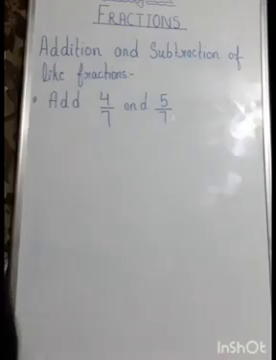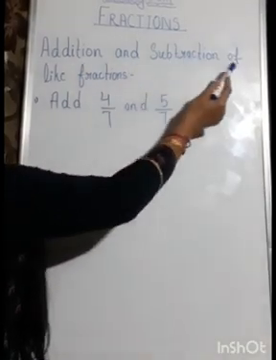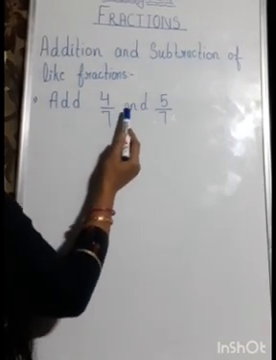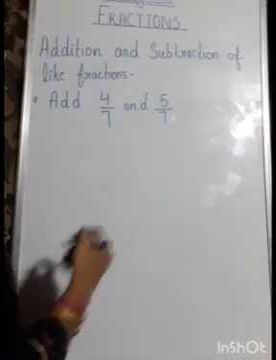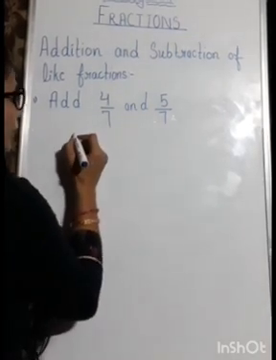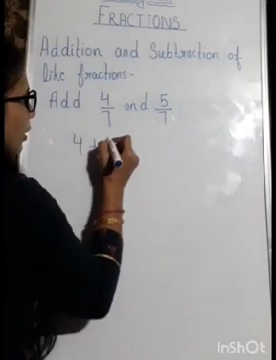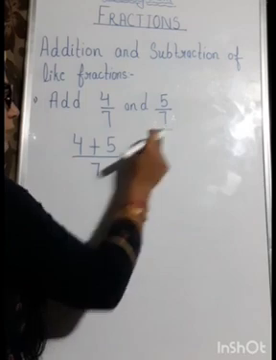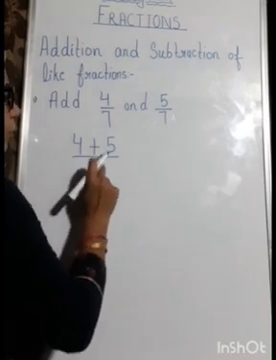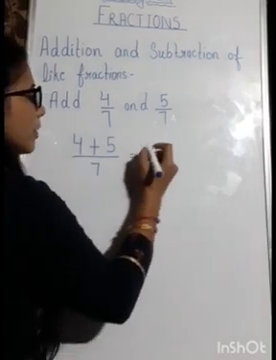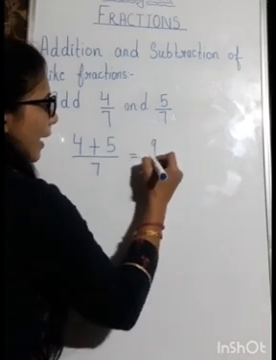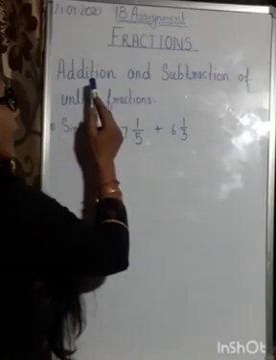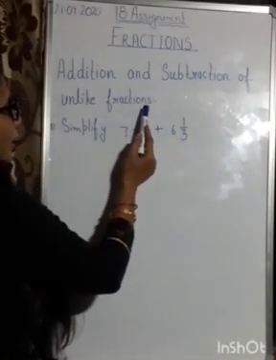Okay. Next you are having addition and subtraction of like fractions. So your first question is add 4 by 7 and 5 by 7. As they are like fractions, their addition is very simple, you only have to write 4 plus 5 whole upon 7, because when you take the LCM of these two, it is coming 7 only. So you will write 4 plus 5 by 7, and 4 plus 5 will be 9 by 7, and this is your answer.